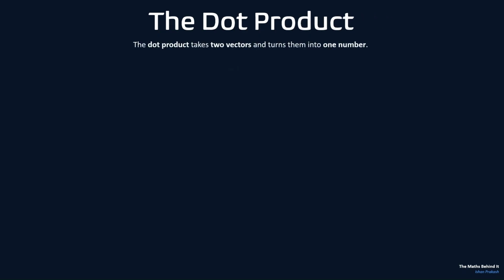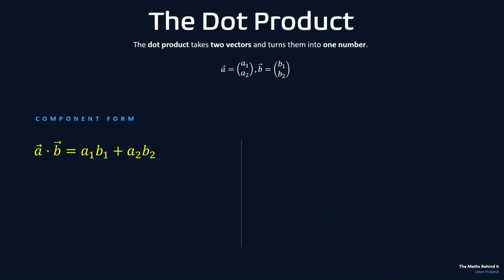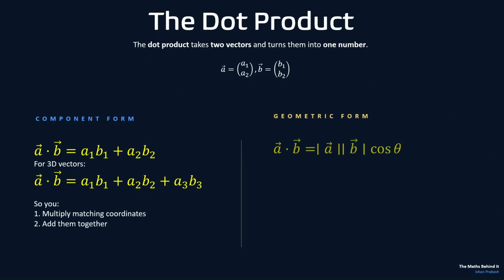30 seconds of grounding for anyone who hasn't met the dot product. Two vectors come in, one number comes out. That's why textbooks also call this the scalar product. There are two ways to compute it, and they give you the same answer. The first is the component form. Multiply matching components and add them up. The second is the geometric form. Magnitudes times the cosine of the angle between the vectors. Same answer, two faces.